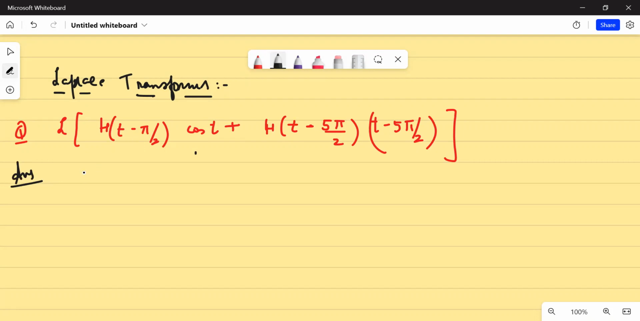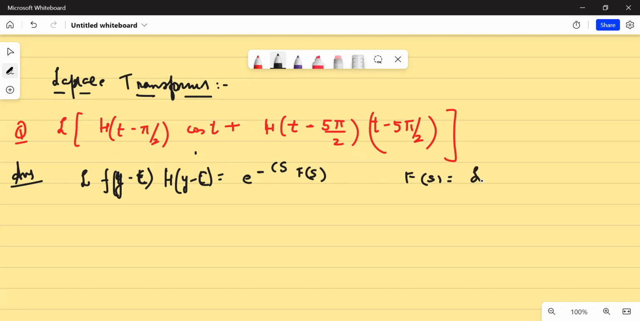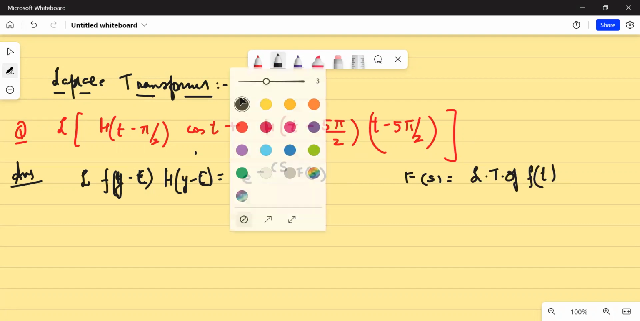I know that the Laplace transform of a function f of t times h of t minus c is simply e to the power minus cs into F of s, where F of s is the Laplace transform of f of t. If you remember, this is something that we have already done.